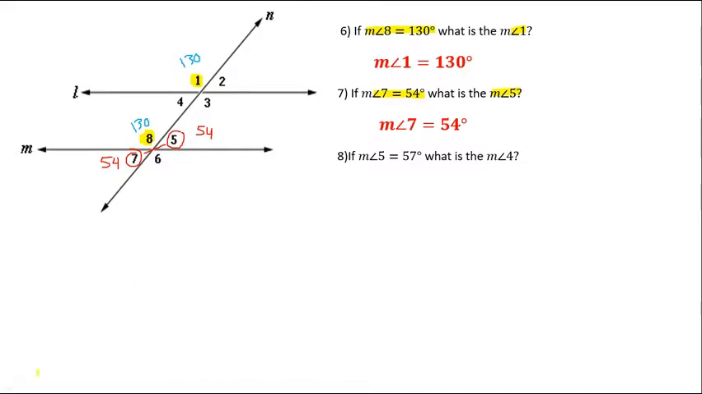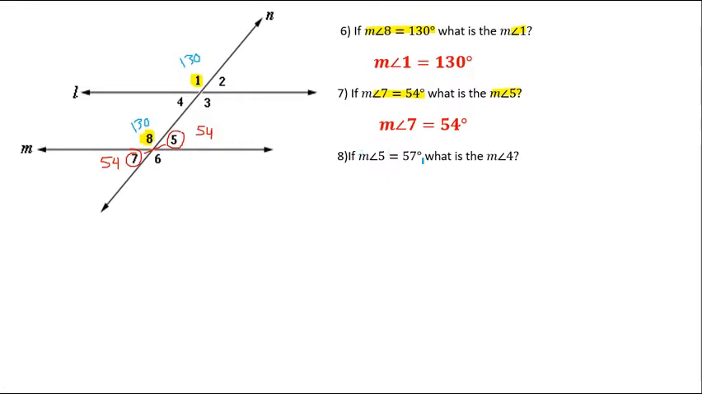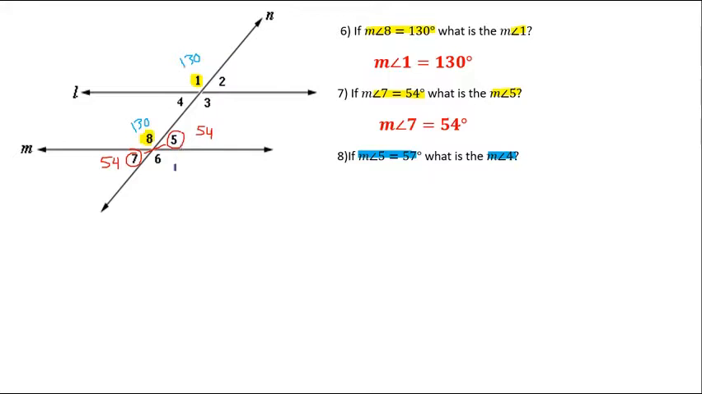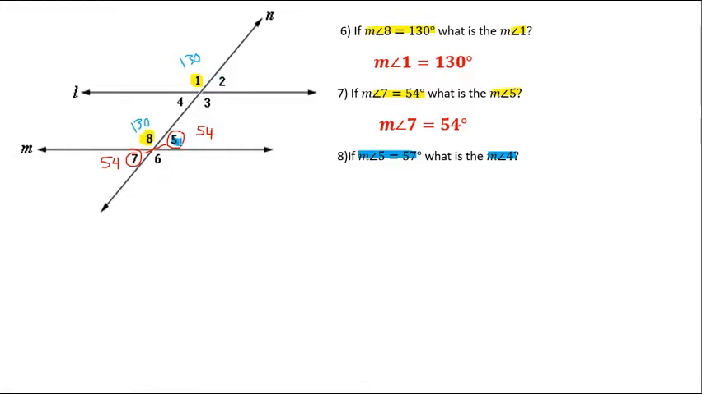And the next question, so they tell you that angle, now this is angle 5 again, but this is a different measure. This time I'm going to tell you angle 5 is 57. Asking what is the measure of angle 4? So if number 5 is 57 this time, so we look at angle 5 here, and angle 4 here. So remember, those are congruent. So if 5 is 57, that means angle 4 is also 57.